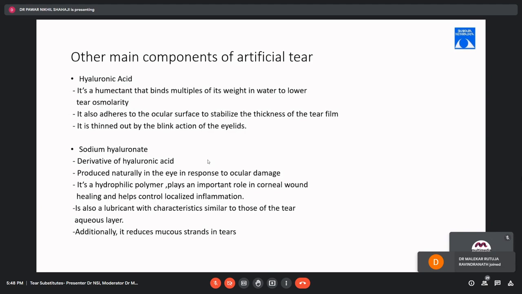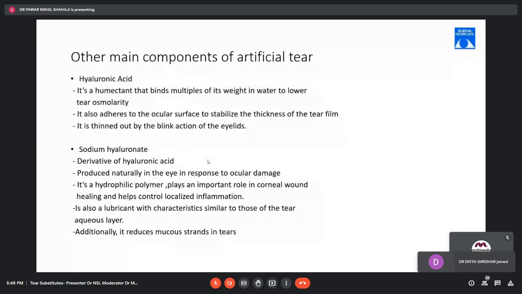These are not other main constituents. Other main components of artificial tears are what? The electrolytes, the preservatives, and the ions, right? So these are the other components. These two find a place in the polymer groups. See the other polymers which are known. Under what heading will you write hyaluronic acid? They are derivatives of glycosaminoglycans. So remember it like that.